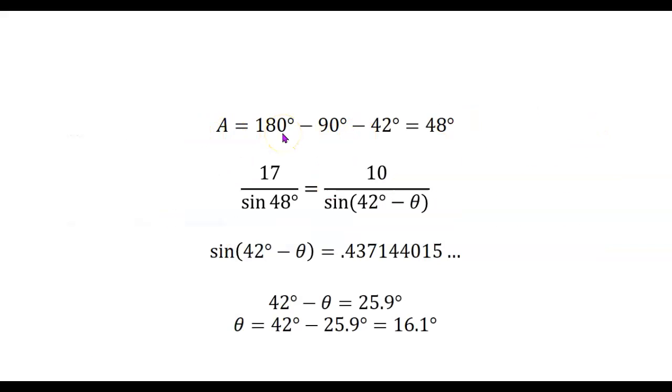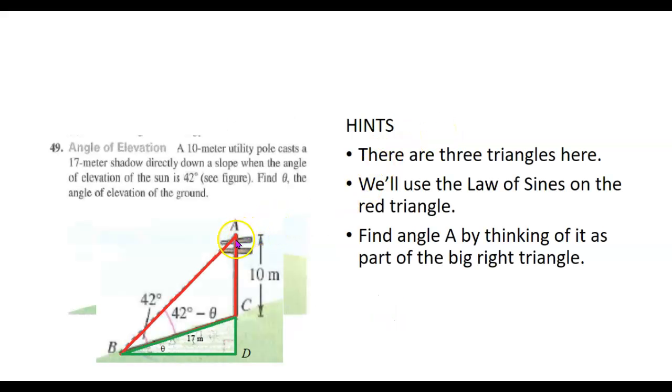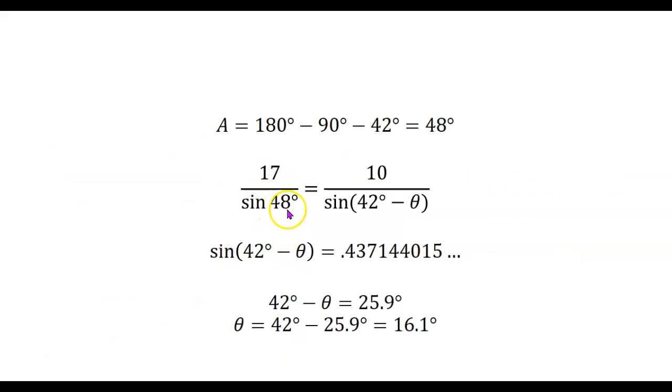Angle A is 180 minus 90 minus 42, which is 48 degrees. Then, on the red triangle, side A is 17 meters over the sine of angle A, and then side B is 10 meters over the sine of angle B of the red triangle, which would be 42 minus theta. So 17 over the sine of 48 degrees equals 10 over the sine of 42 degrees minus theta.